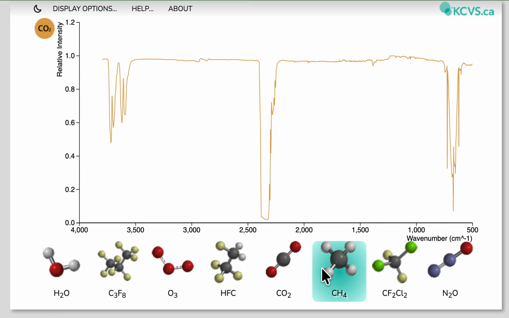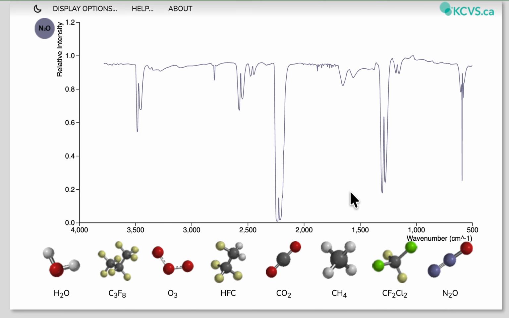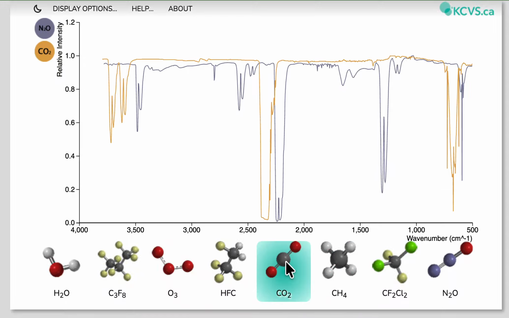If I switch now to the dinitrogen monoxide, I can see I also have a very strong intensity in a similar area, but I have more peaks. So some of them are doublets, and some of them are much smaller, lower intensity, but I have more overall peaks. And we can put them on side by side here.